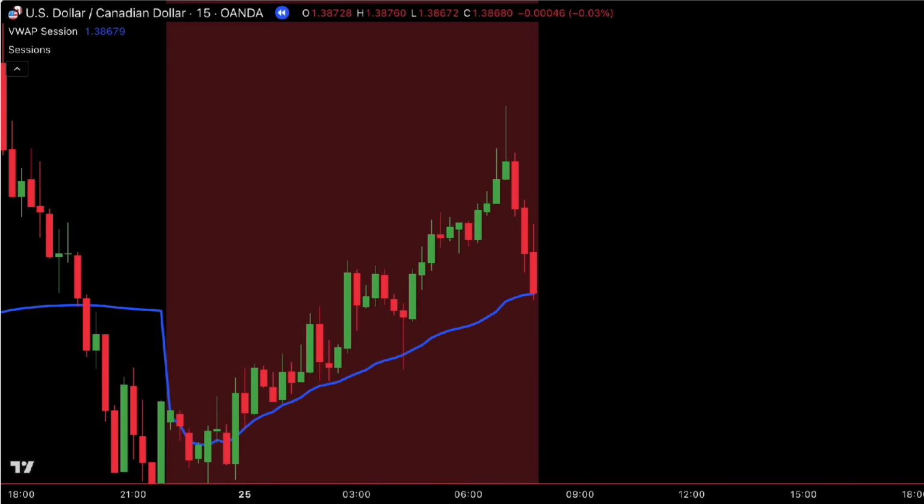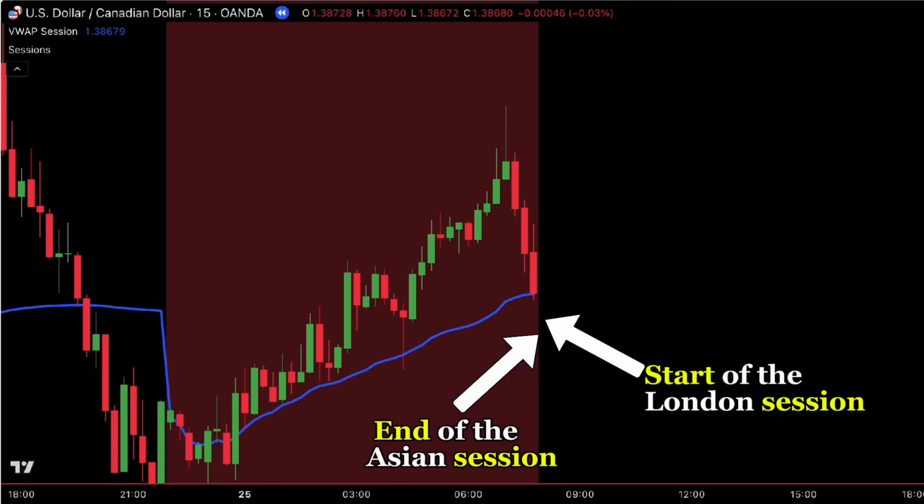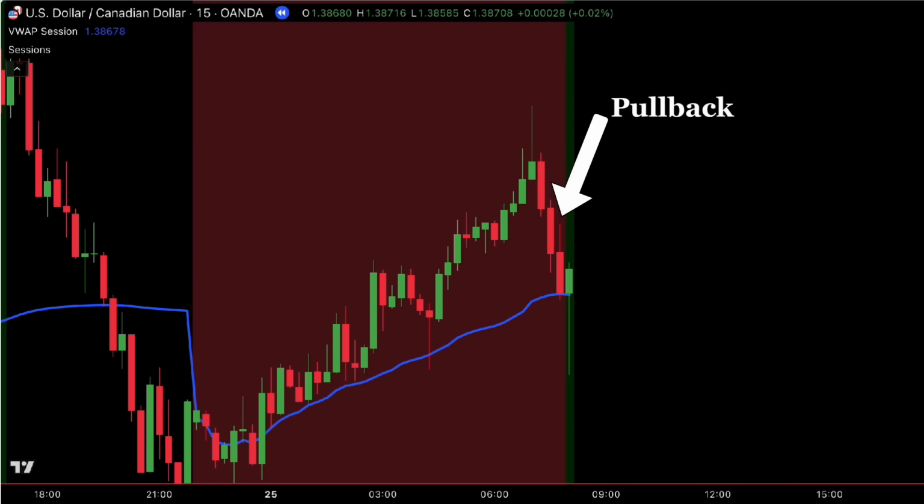Okay, now look at this chart example. This is the US dollar/Canadian dollar on the 15-minute time frame. And just like I mentioned earlier, this strategy works best during a specific time window, so I highly recommend you stick to it. Here we're looking at the end of the Asian session and the start of the London session. The market was already trending up, trading well above the VWAP line, which means price was overextended and far from its fair value. Then we get a pullback right into the VWAP zone, bringing price back to fair value.